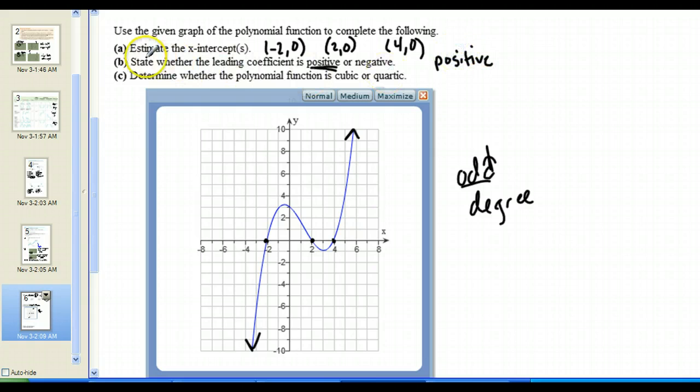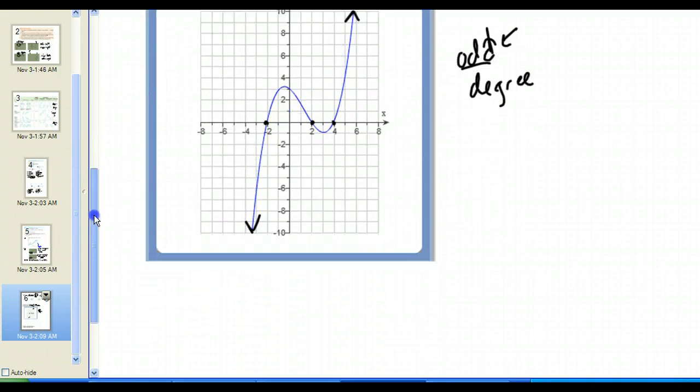Alright, and then part C says determine whether the polynomial function is cubic or quartic. It's cubic because it has to be an odd degree. So 3 is a cubic, 4 is a quartic, so it has to be a cubic. Alright, also it bends 2 times, so that's another giveaway that it's a cubic. Remember, the number of bends, the number of turns, is 1 less than the degree. So that's 2, so the degree must have been 3.